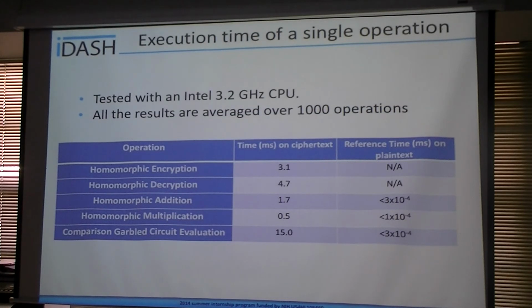And this slide shows the average execution time of each key cryptographic operation over 1,000 trials. We can see that Garbled Circuit is the most time-consuming operation. Moreover, we provided the estimated execution time of the same operation applied on the plaintext as reference.